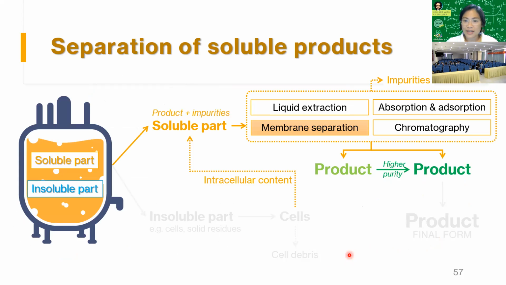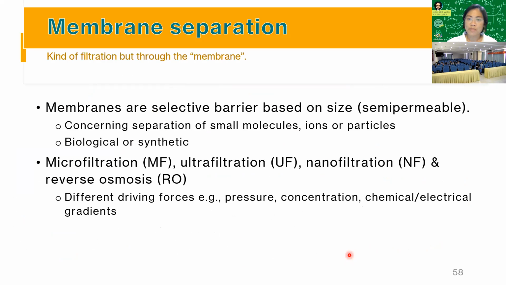Okay, the next one is membrane separation. You have heard of membrane separation. It is a kind of filtration, but through a membrane. Remember we did filtration and we used filter paper, right? We have dead end filtration and we have cross flow filtration. I mentioned that cross flow filtration is the normal setting for membrane separation, and here it is.